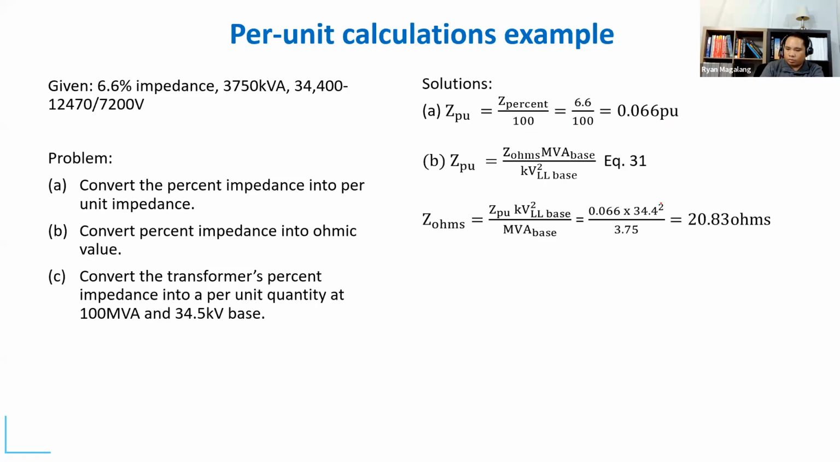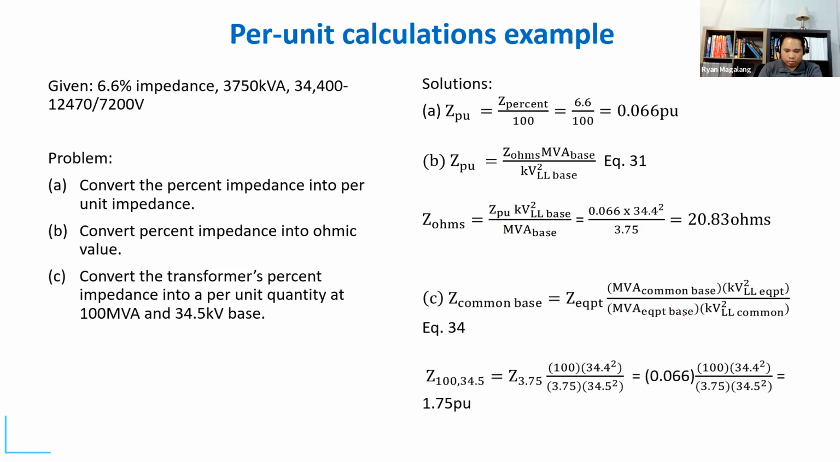To convert that into the ohmic value, now we use this formula here: the Z per unit times your kV squared divided by MVA. So now the result is 20.83 ohms. So that's the actual ohmic value.